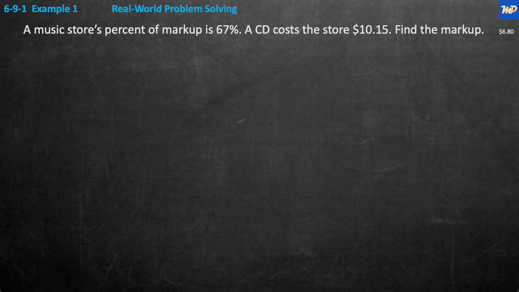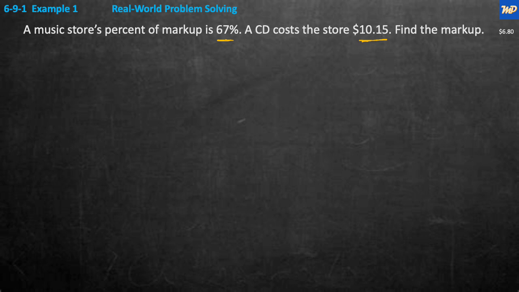Okay, example 1, a real-world problem. A music store's percent of markup is 67%. Right here, 67%. A CD costs the store $10.15. Find the markup. Well, if we go back to a previous section that we reviewed, we will remember that we have a percentage, a cost, an initial price and a final price. What's the markup?